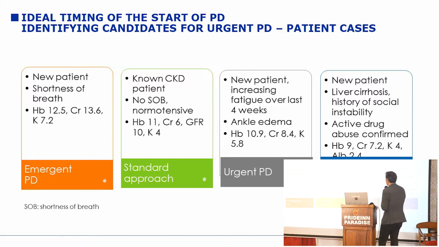When we talk about urgent PD, this is like a new patient with increasing fatigue over the last 4 weeks. There is like edema on the ankles, and then the lab values still allow us, but they are high, but they're allowing us. And then the patients, for example, are not suitable for PD can be like a new patient with a liver cirrhosis, history of social instability, like an active drug abuse, and many other cases that we had discussed before. So I think this slide depicts in a nice way how these different approaches are different.